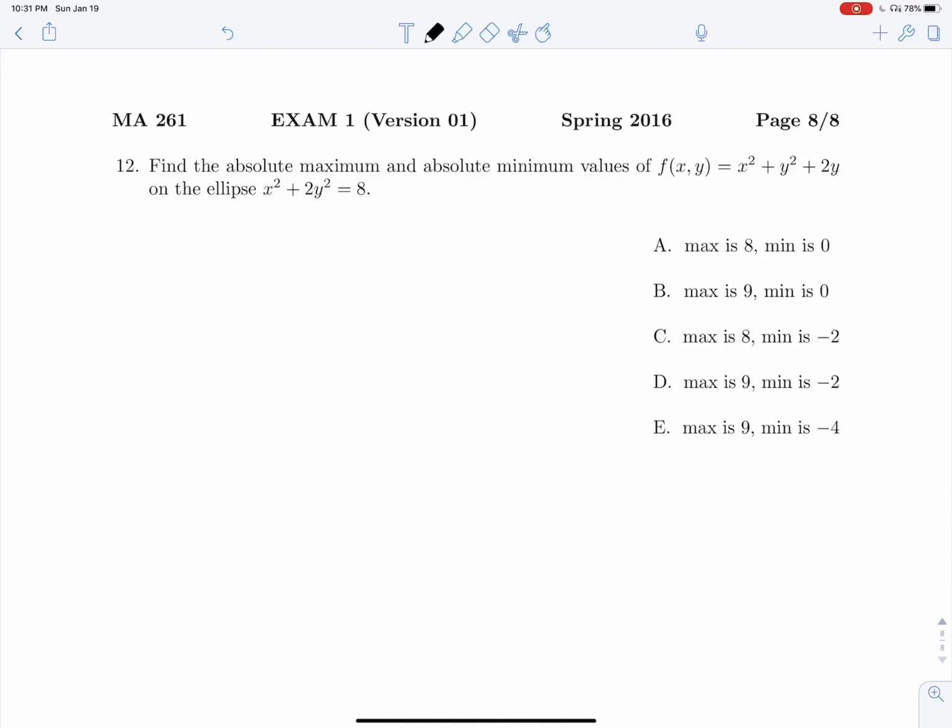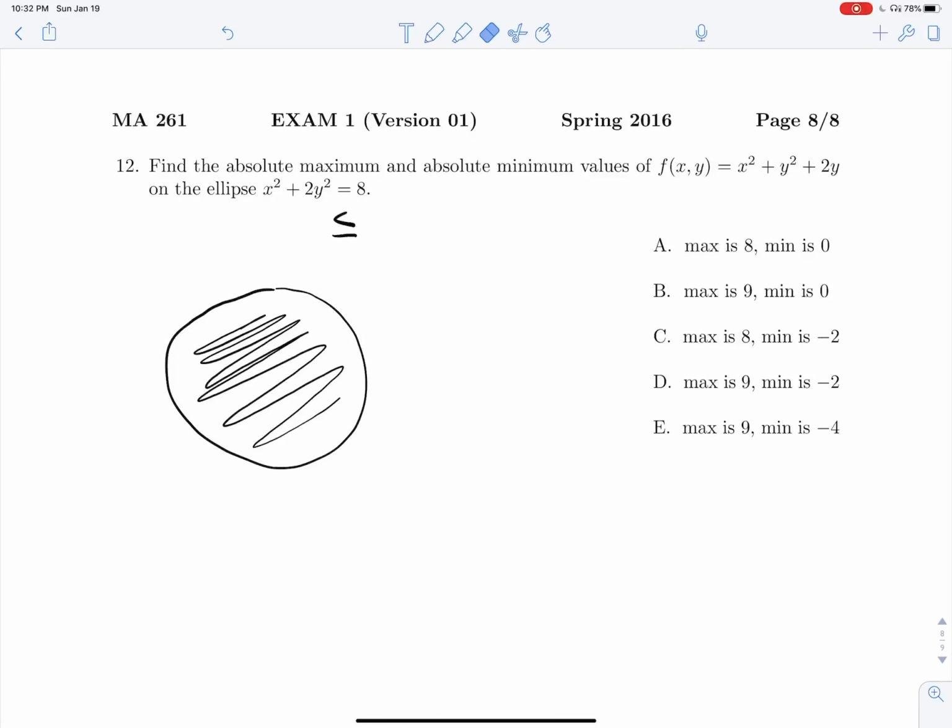Number 12, let's find the absolute maximum and minimum values of that function on this ellipse. And we, yet again, have to be very happy that this is an equal sign and not a less than or equal to sign. Because if it was, we would have to do the whole second derivative test to search the inside of our ellipse for other critical points, whereas all we have to do is search the outside.